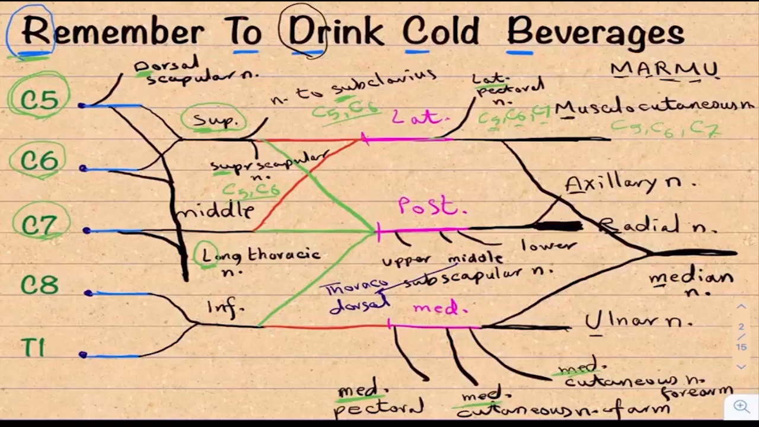The medial cord and its three branches are all derived from just the anterior division of the inferior trunk. So this makes us imagine that all of them are derived from C8 and T1, which is very true. Medial pectoral nerve is C8, T1. Medial cutaneous nerve of the arm is C8, T1. Medial cutaneous nerve of the forearm is C8, T1. And also the ulnar nerve, which looks like the continuation of the medial cord, is also C8, T1. Pretty easy, huh?